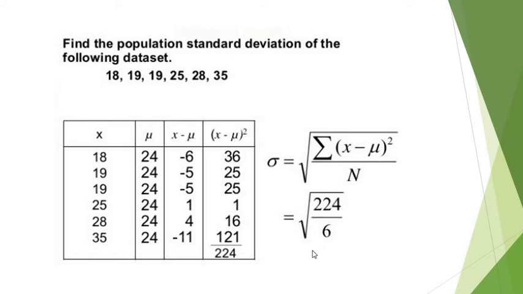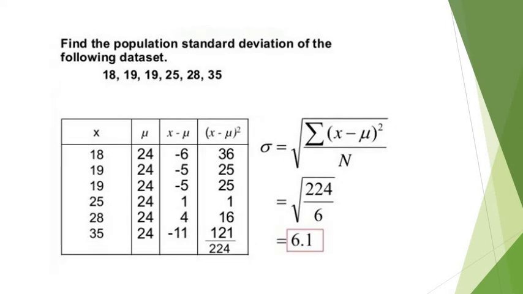37, I should say, 37.33 recurring, or 37 1/3. When we square root that, we get 6.1. In your calculators, you will see 6.110100, but we're just leaving it at 2 significant figures, or we can say at 1 decimal place. So this will be our population standard deviation.